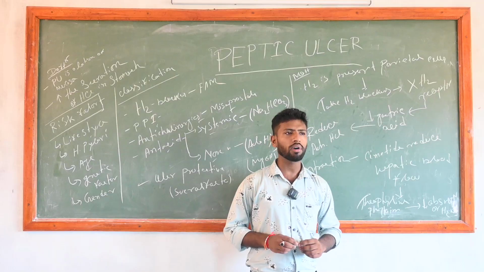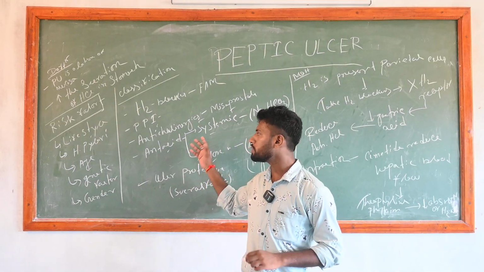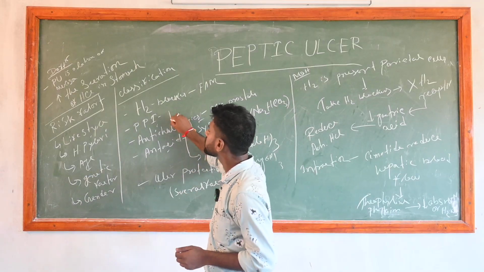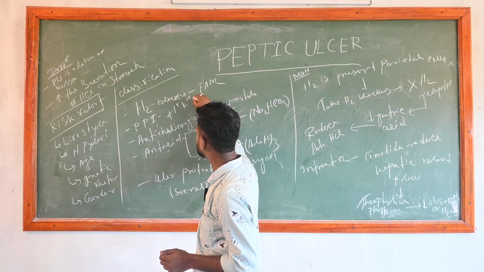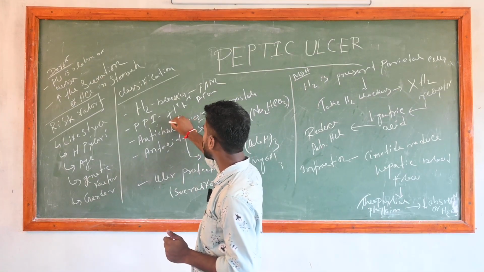Now the third mechanism of action is the proton pump inhibitor, meaning Omeprazole. It irreversibly blocks the proton pump, H plus K plus ATPase. That is the main mechanism: it blocks irreversibly.